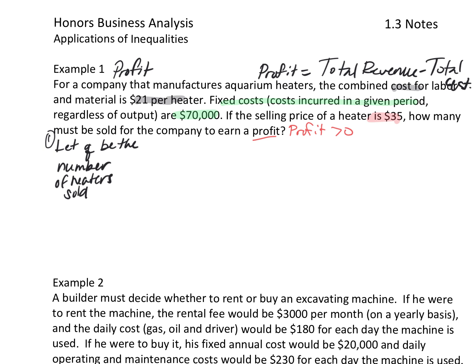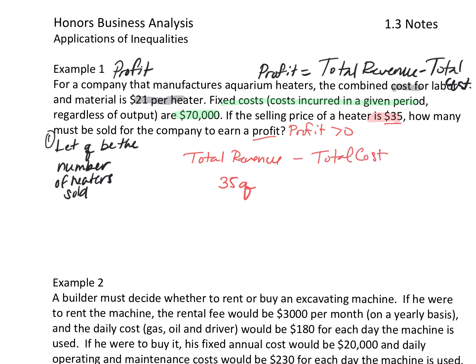So let's set up our equation. I'm going to go total revenue. Total revenue, remember, is the selling price per unit, and we see that it is $35 per unit. So total revenue is 35 times Q, $35 times Q, and then minus the total cost.